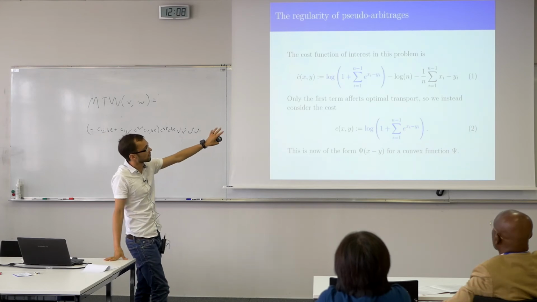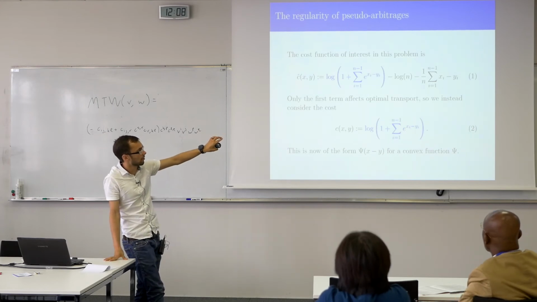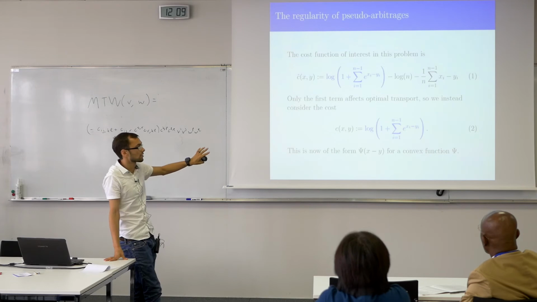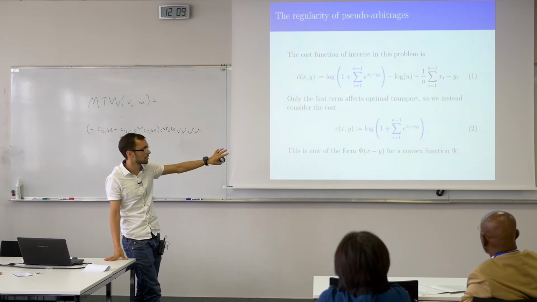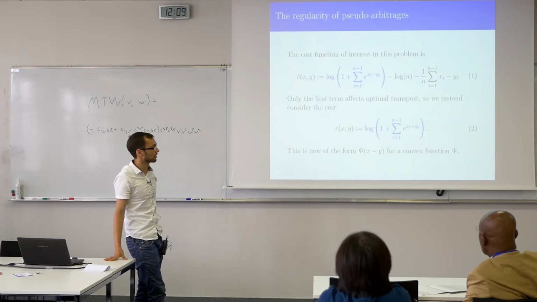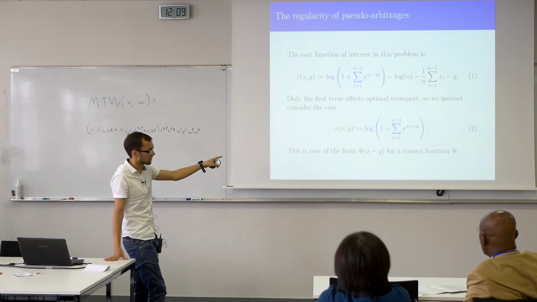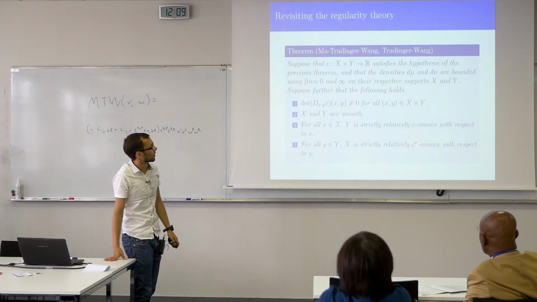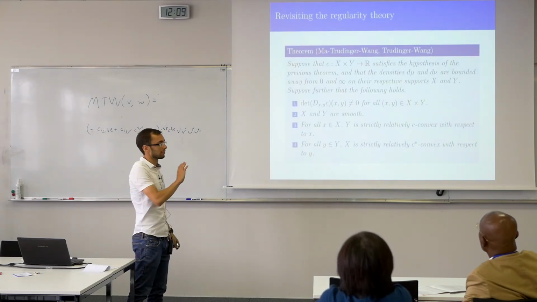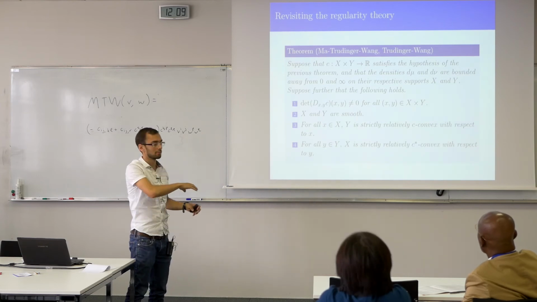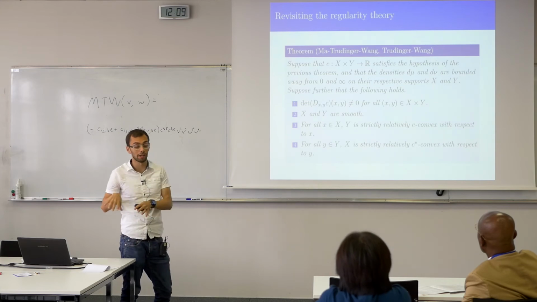So as I said, here's the cost function. It turns out that those last two terms don't affect the optimal transport at all in some technical sense. So it's equivalent to consider the following cost function, which is now a C-type cost, basically. Okay, so now we can go back and revisit our Ma-Trudinger-Wang theorem and try to use this to get regularity for that cost.